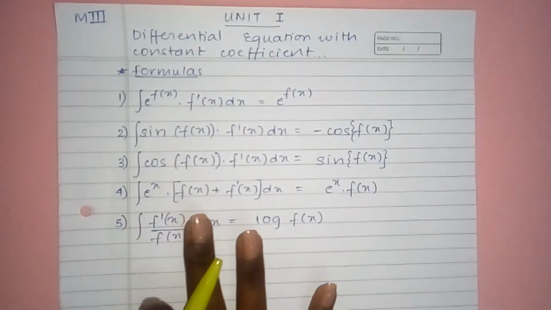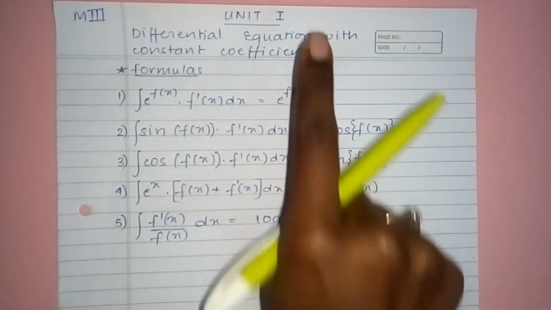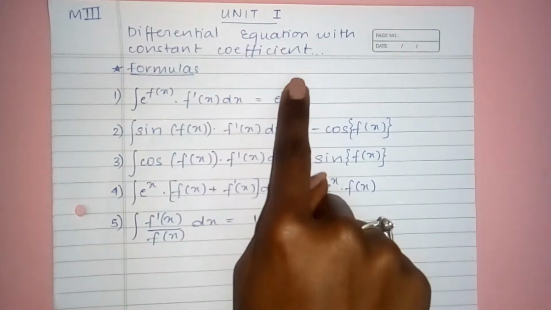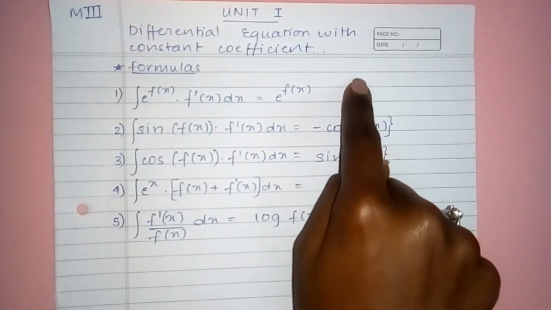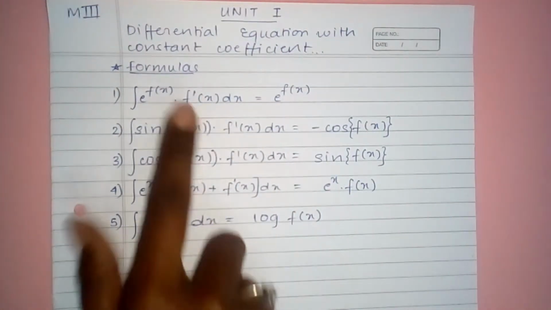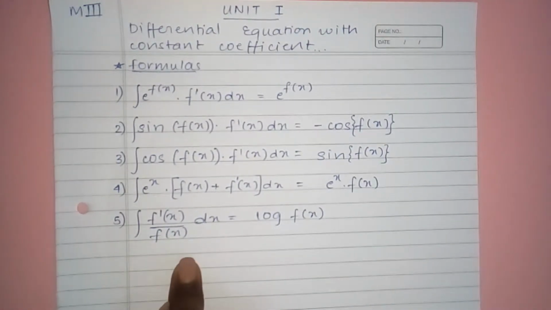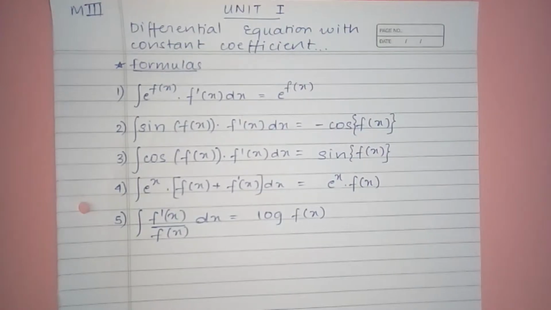Today we'll be learning how to find yp by using the general method. This is the same Unit 1, differential equations with constant coefficients. This is the chapter name. We have 5 formulas which are very important to know. If we know these formulas, then we can solve the following sums.